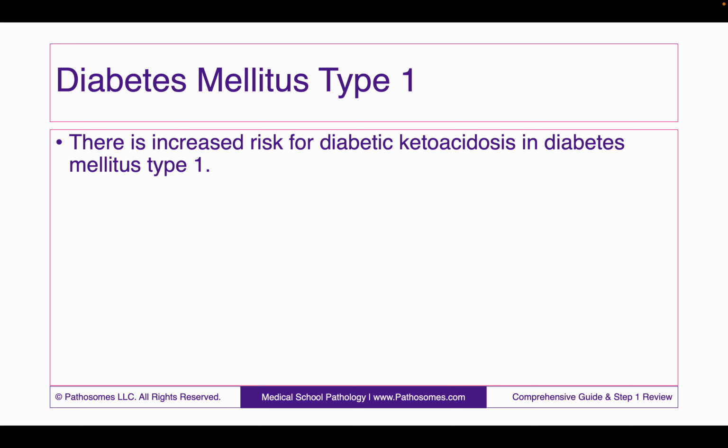In fact, there's an increased risk for diabetic ketoacidosis in diabetes mellitus type 1. So pretty soon you're actually going to be on the wards, right? If you're not already. Keep a lookout for this, right? It's something that you can easily do and check to make sure these patients aren't put at increased risk, because this can actually be life-threatening.